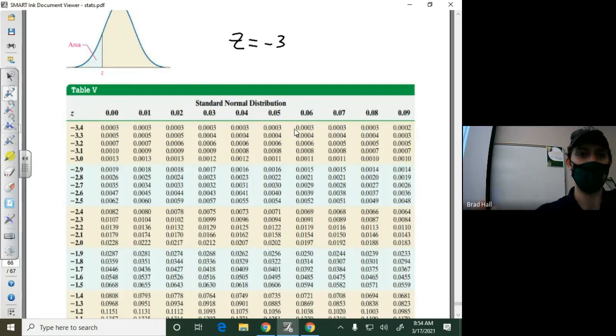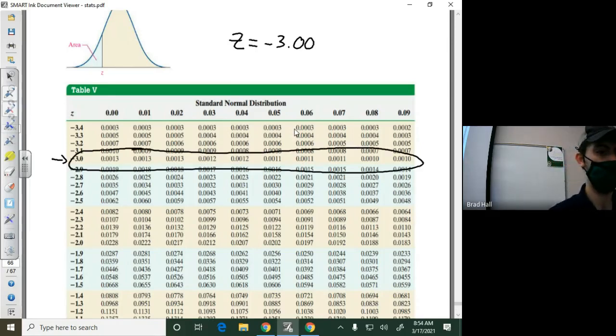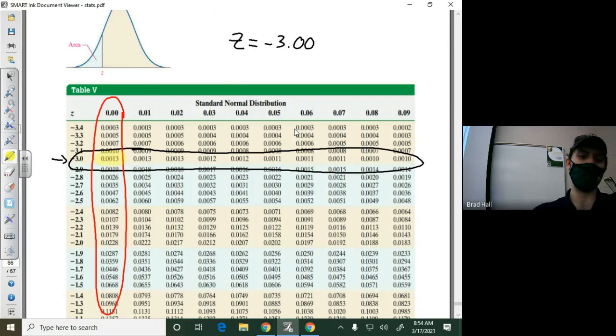So it's just -3, which is technically -3.00. Here's -3, and here's 0 in the hundredths place. 0.0013. Okay, that's the first one.